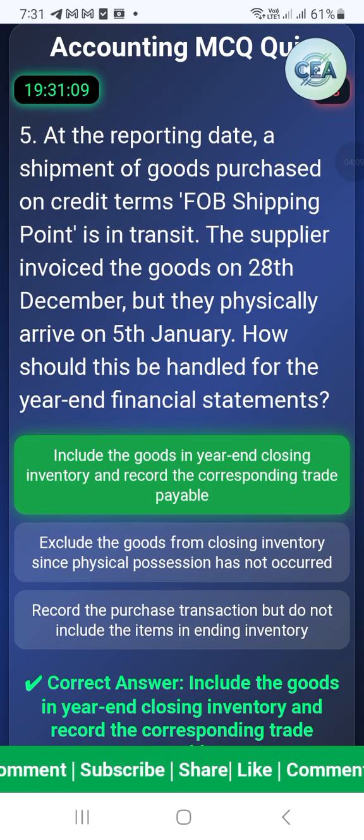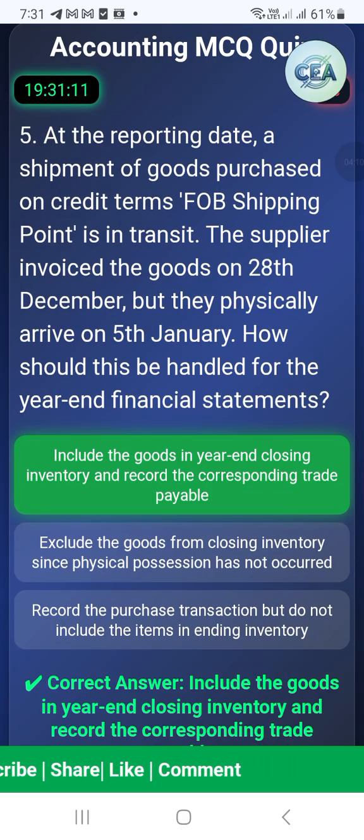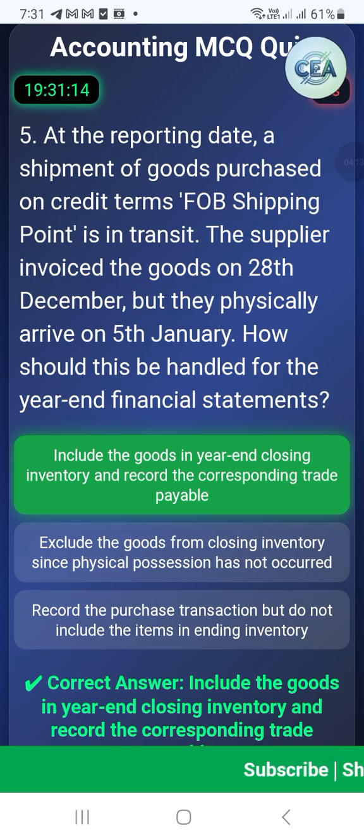Correct answer is include the goods in year-end closing inventory and record the corresponding trade payable.